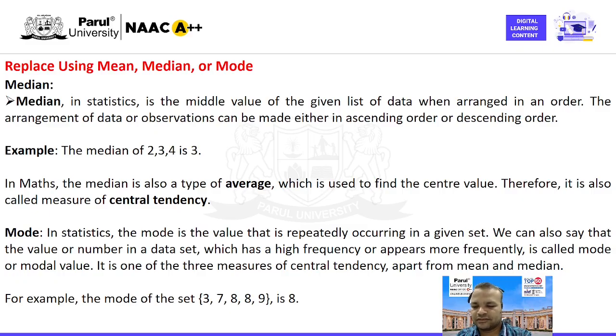For example, you can see here the set has five values: 3, 7, 8, 8, 9. So 3 is a single element in this set, 7 is also a single element, but 8 is repeated two times in this set, and 9 appears only one time. Only the value 8 is repeated two times in the set. So you can say the mode of this set is 8.